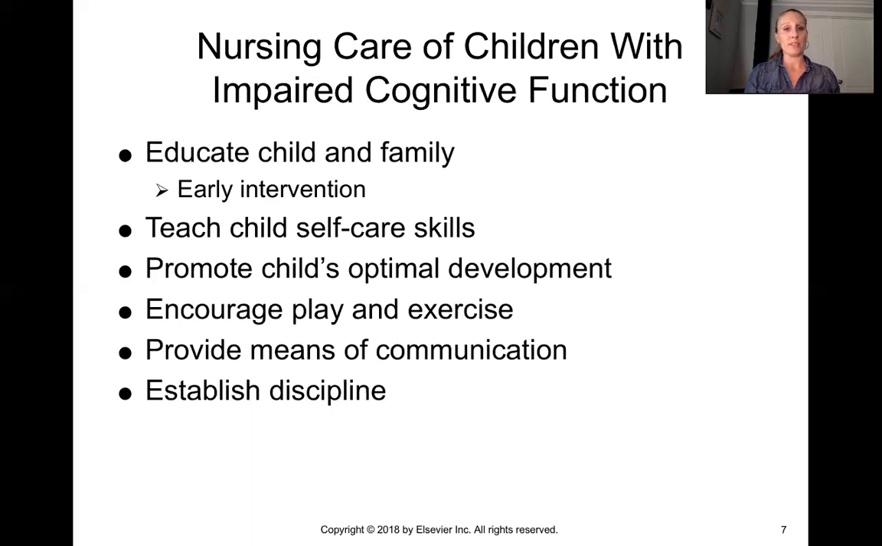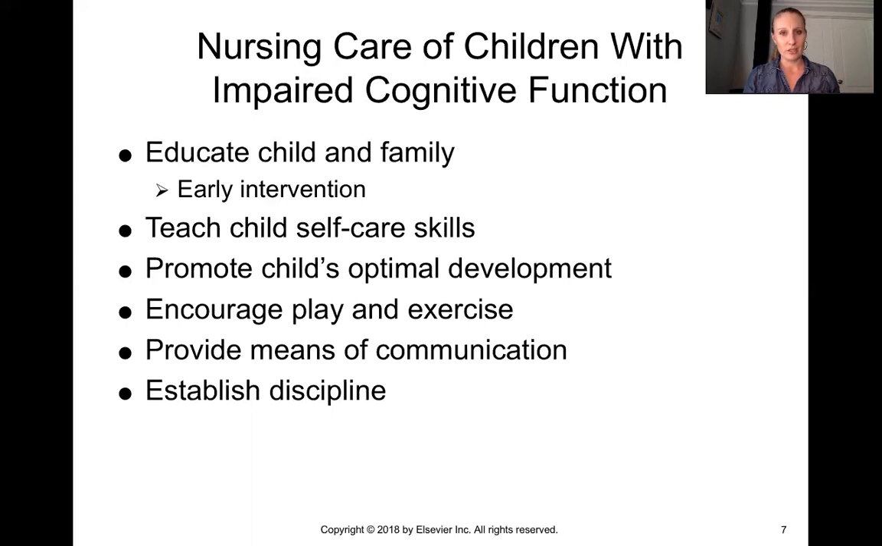Once we have identified a delay and identified an impairment, we're going to want to work on those self-care skills. Some of the severe range kids, we're not going to be able to teach self-care skills to, but the mild and the moderate, we definitely can. If you're involved in home care nursing, these self-care skills would be the primary focus. So what does that look like?